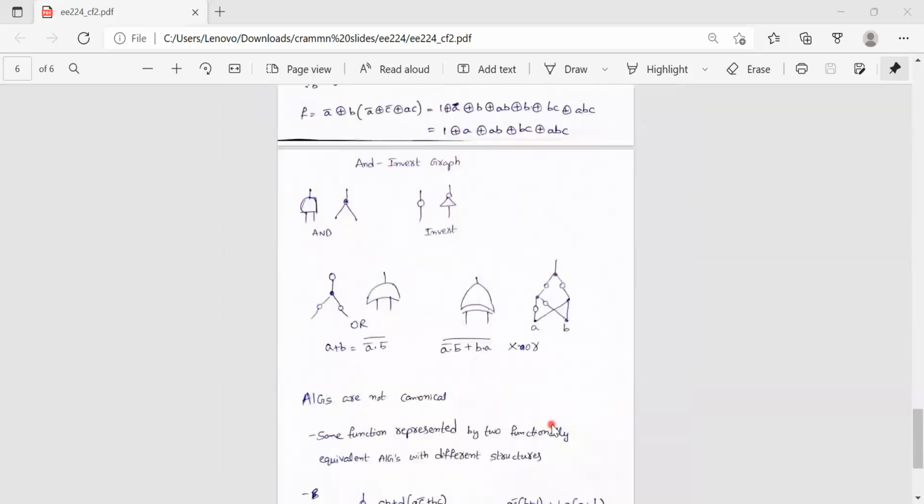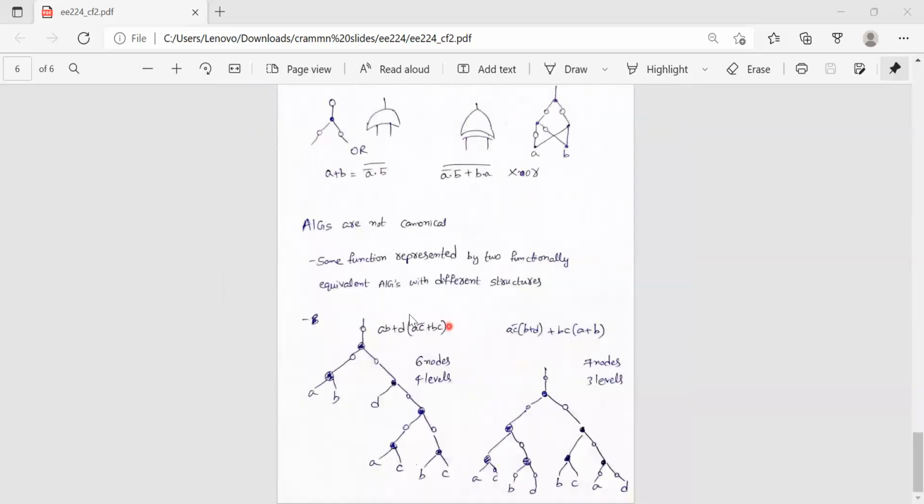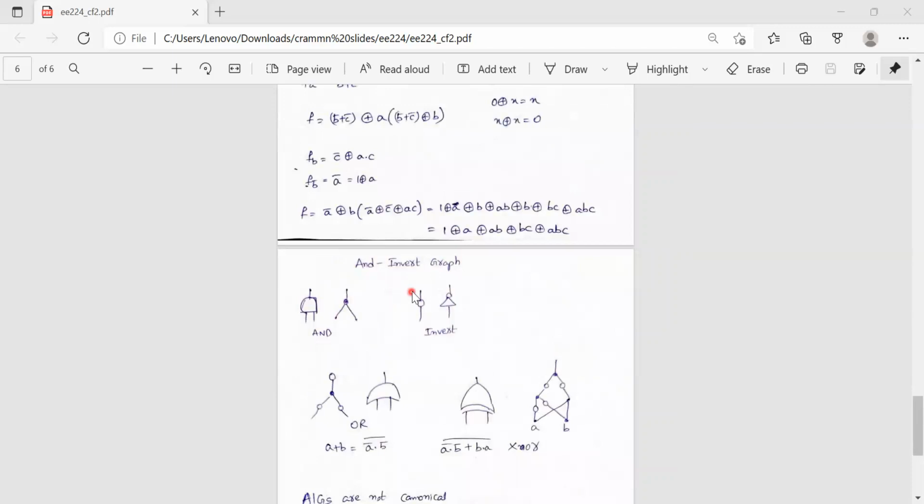The next type of representation is the AND-inverter graph. This is not a canonical form, because these two are equal expressions, but there exist two different AND-inverter graphs. These two are different, so this is not a canonical form. An AND-inverter graph is not a canonical form.